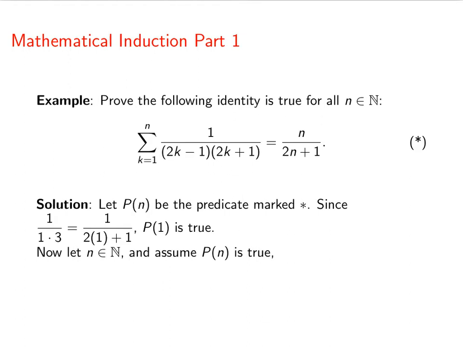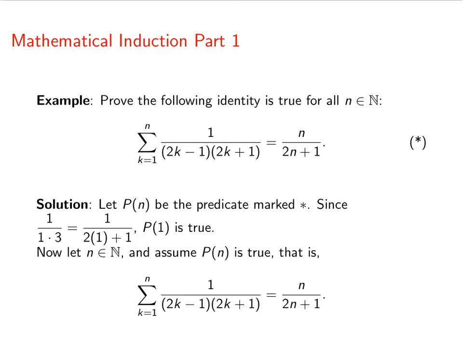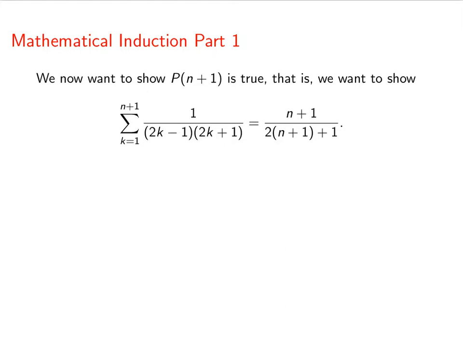Now let's let n be a natural number, and we'll assume that P(n) is true. Again, we're assuming that it is true for a particular but arbitrarily chosen value of n. So we are assuming this particular integer sum. And again, n is a fixed integer. We're not saying that it's true for all n, we're saying it's true for some particular n. Now we want to show that P(n+1) is true.